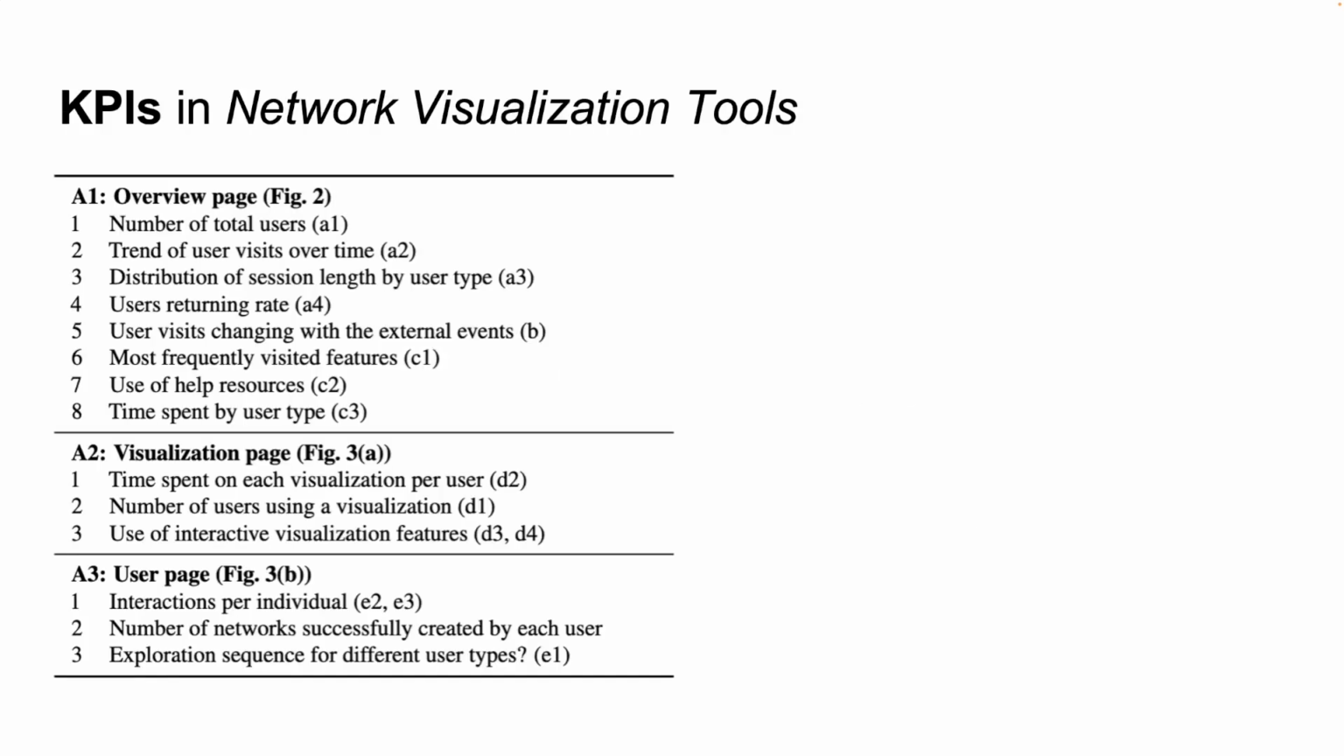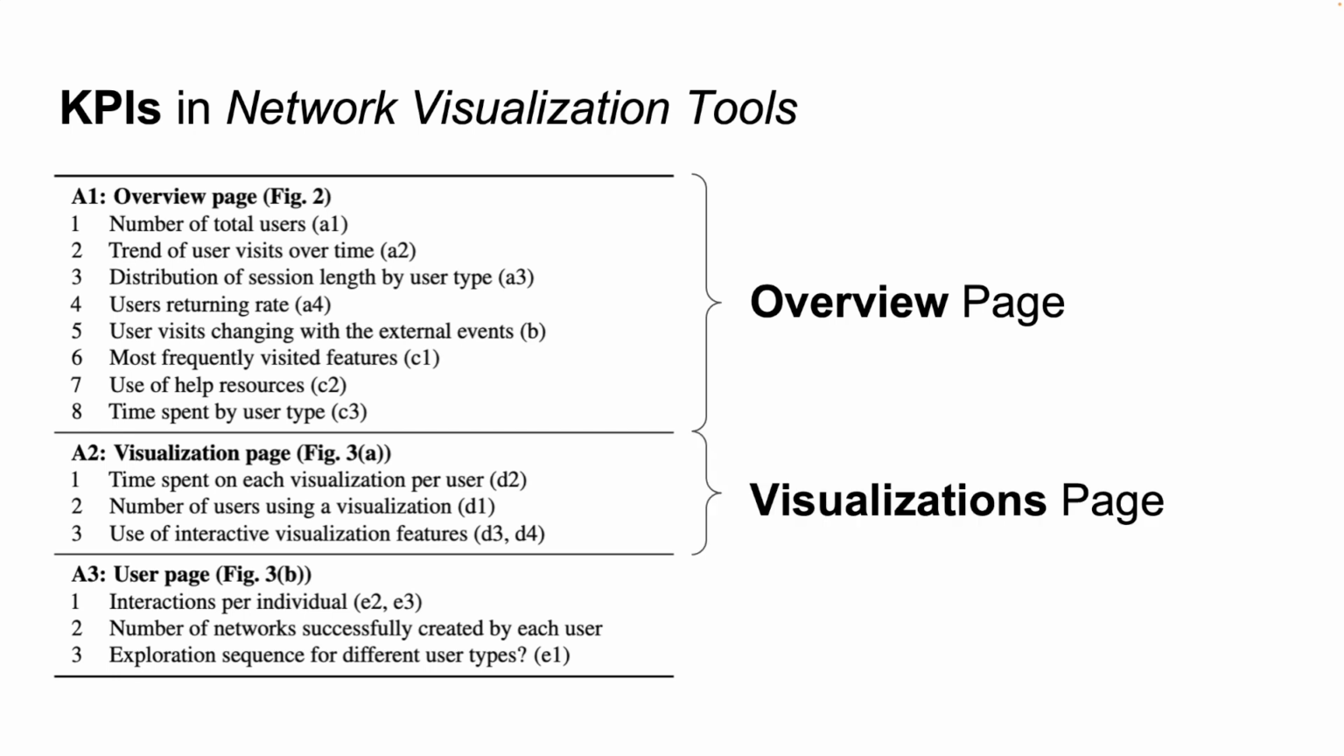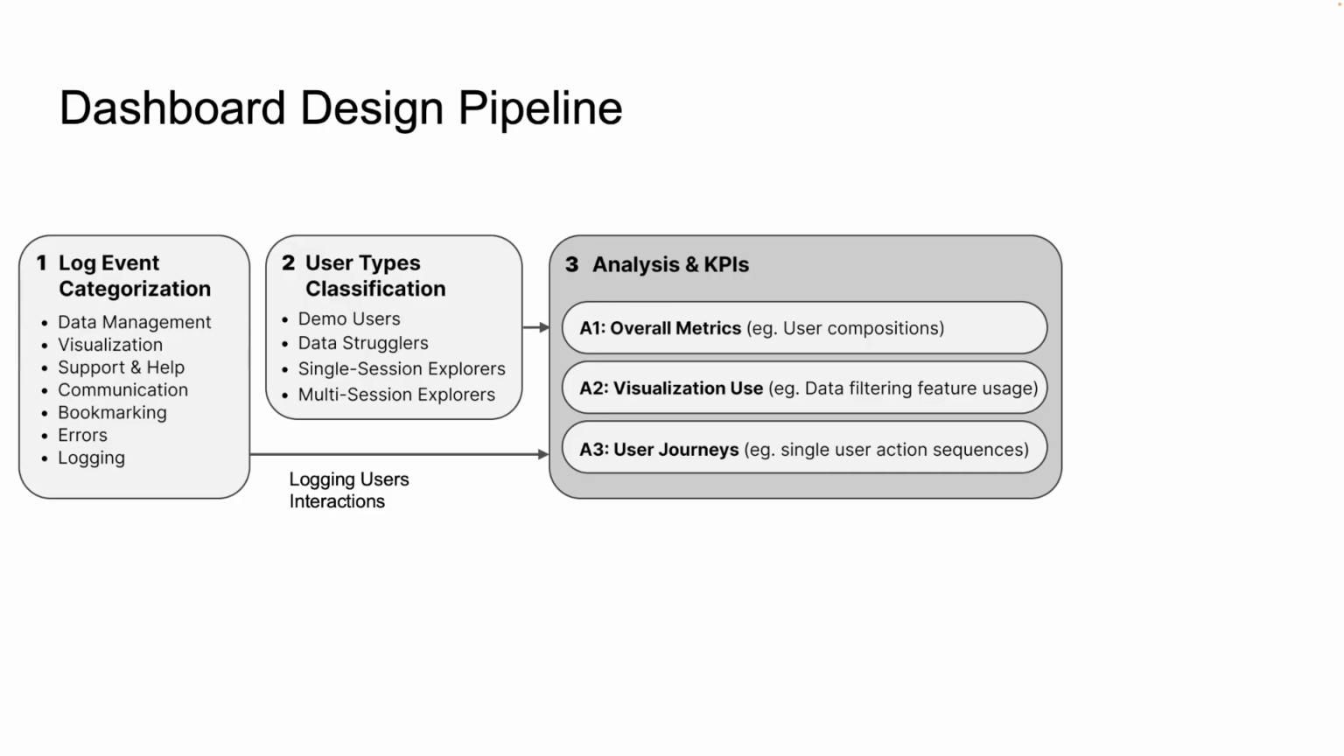We listed metrics and refined them through multiple cycles for each aspect. This included metrics for the tool, the visualizations, and the users. We then grouped those KPIs and created the pages, which are overview page, visualizations page, and user page. This resulted in 3 different pages as the pipeline shows.